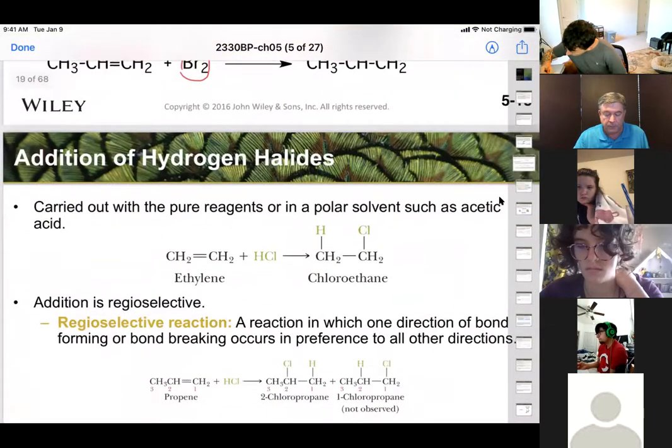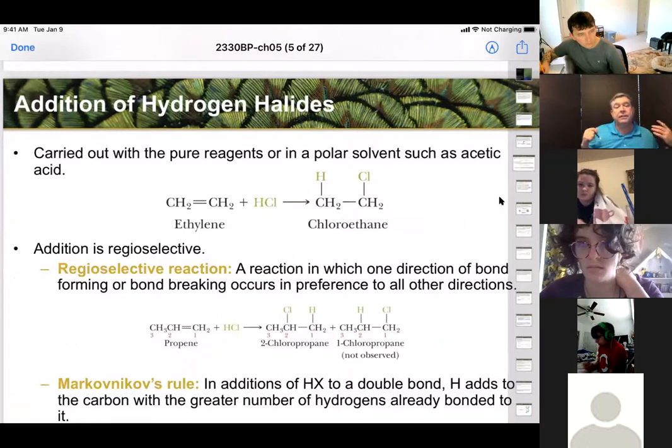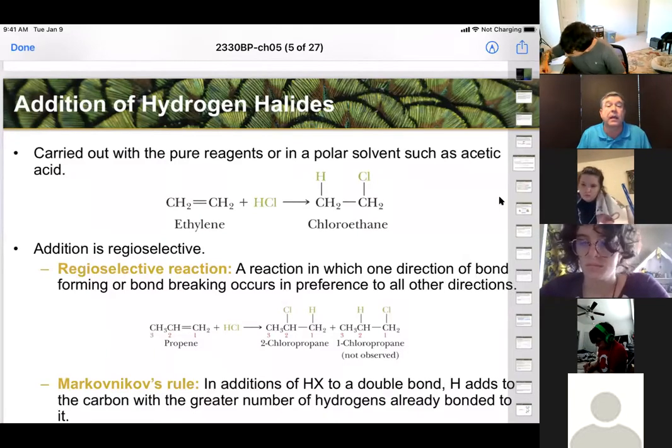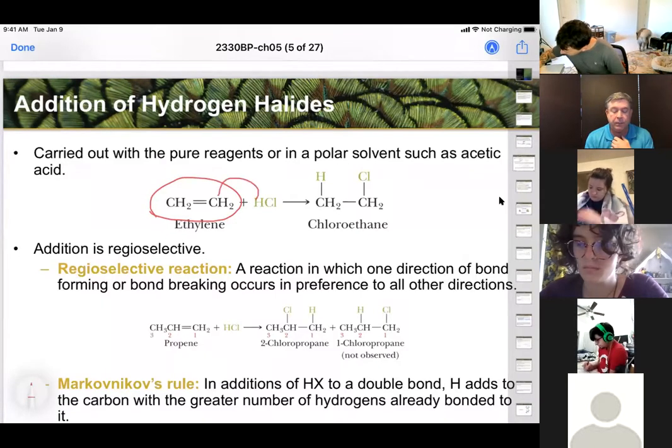Okay. So let's talk about the mechanism associated with these hydrogen halides and how it's carried out. If we carry this out in the pure reagent or in a polar solvent, such as acetic acid, what we're going to see is the chlorine is going to be attached to one of the carbons more often than the other, okay? In the case of ethylene, we really can't tell the difference between those two, but what's going to happen is the hydrogen's going to be on one carbon?